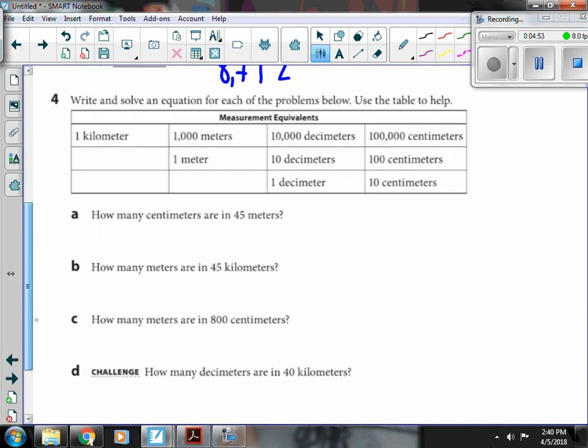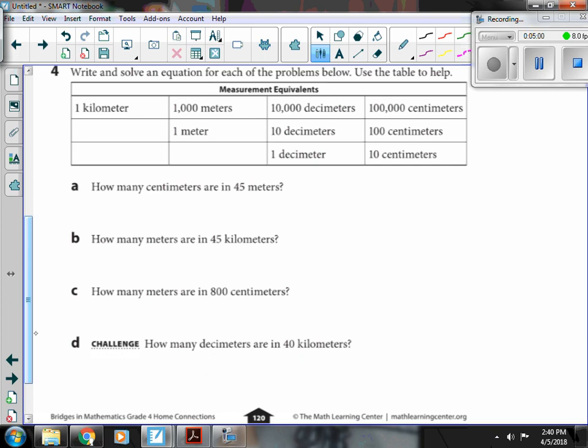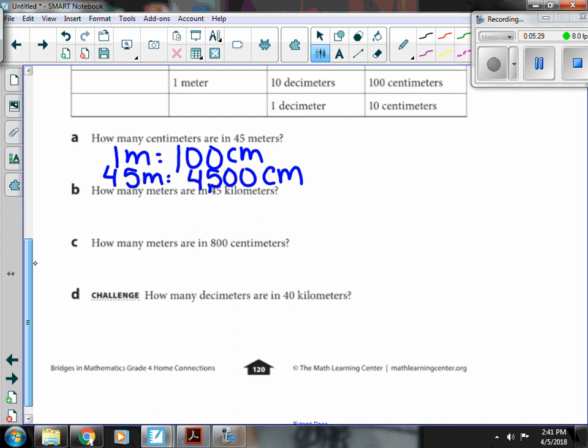Now we're doing our measurements. Okay, this top table just tells us what our measurements are. 1 kilometer is 1,000 meters, and it works its way down. 1 meter is 100 centimeters, and 1 decimeter, it says, is 10 centimeters. So if 1 meter has 100 centimeters, then 45 meters will have 4,500 centimeters. They would multiply it by 100.